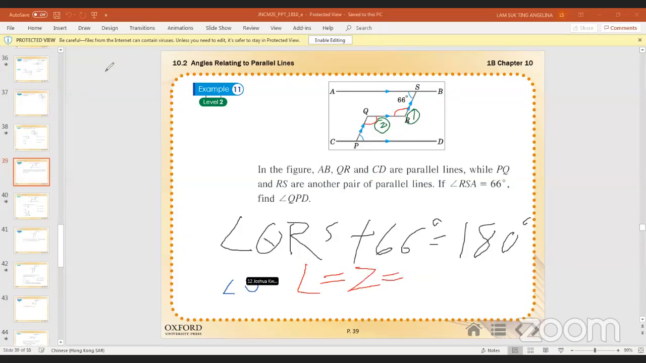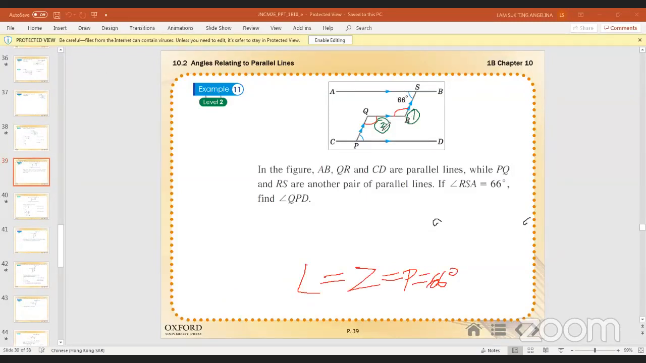QRS, yes. Right, this is step one. This is step two. I just want to tell you, first, you need to find this one. Second, you find this one. Then finally, you can find the angle.